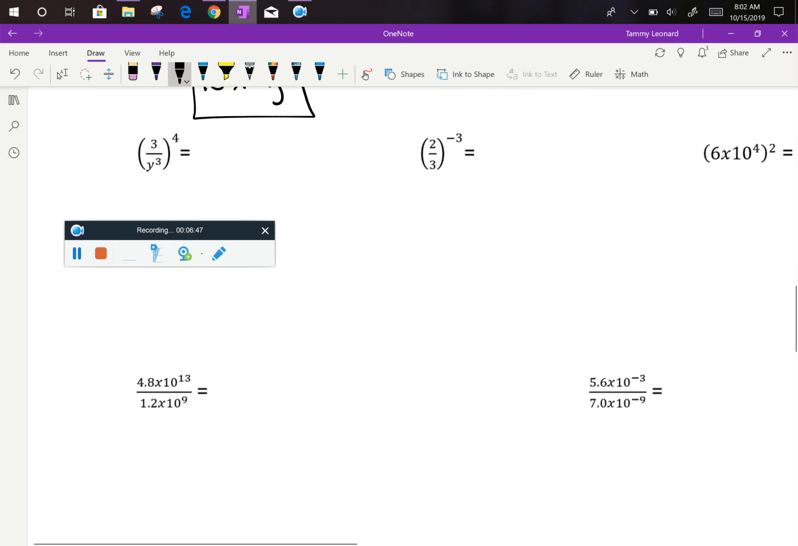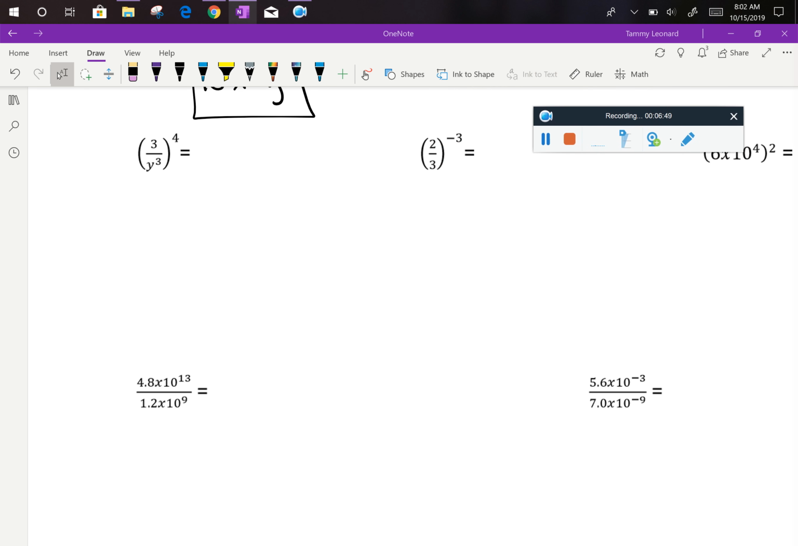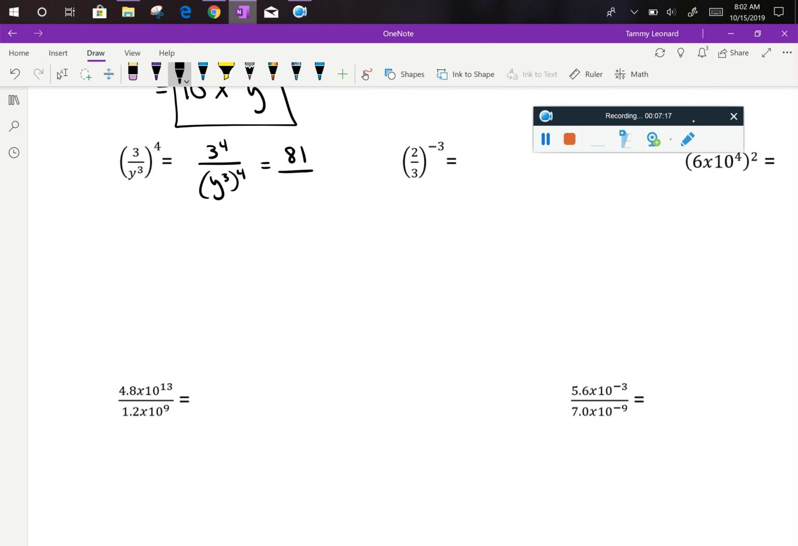Moving down the page, we have a number involved in here in addition to having a variable. So using your quotient rule, you know that this is 3 to the 4th divided by y cubed to the 4th. So this requires us to do a couple of things. First, we're going to have to raise 3 to the 4th power because that's a number and we always want to do that math out. In the denominator, we're using the power to a power rule. y cubed to the 4th means I need to multiply the 3 and the 4, so we have y to the 12th.